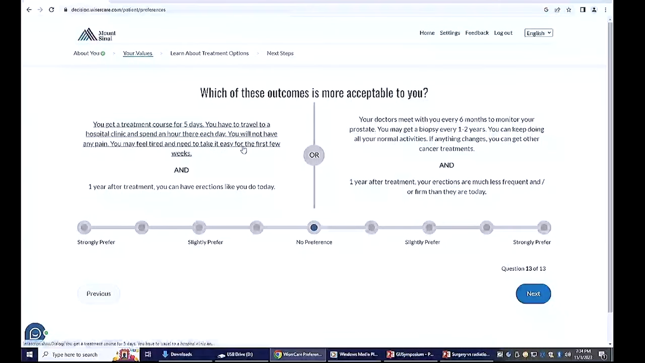No. 5-day treatment course, you have to travel to the hospital and spend an hour there every day. Not an hour getting treatment, but just parking and getting checked in and all that. No pain. You may feel tired and need to take it easy for the first few weeks. 1 year after treatment, you have erections like you do today. Takes a year. On the right side, your doctors meet with you every 6 months. You need to get a biopsy every 1 to 2 years. You can do your normal activities. Your erections are much less frequent or firm than they are today.